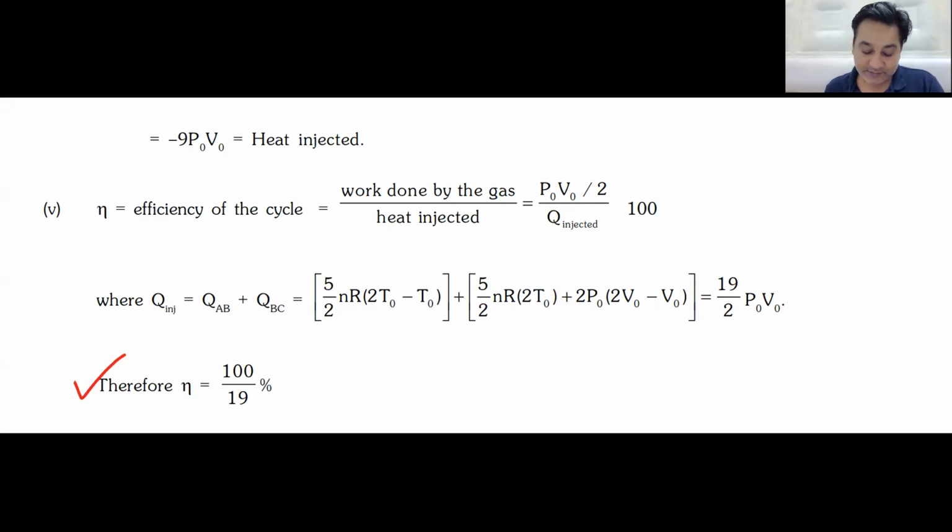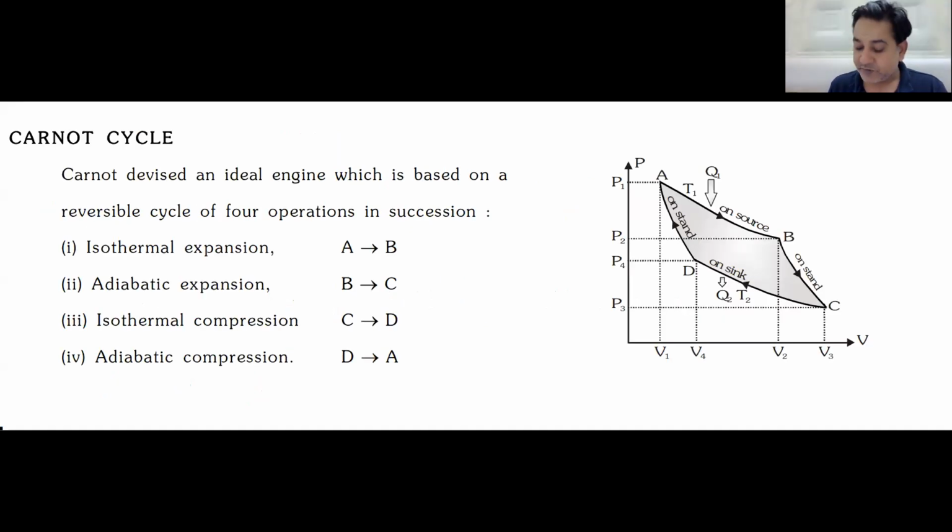Do you understand what mistakes you had done? Yes, sir. Okay, now let us quickly go through this small portion of Carnot cycle. Do you know this Carnot cycle as an ideal cycle with maximum efficiency, two adiabatic and two isothermal? Yes or no? Yes, sir.